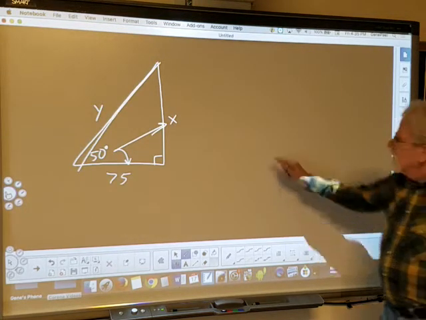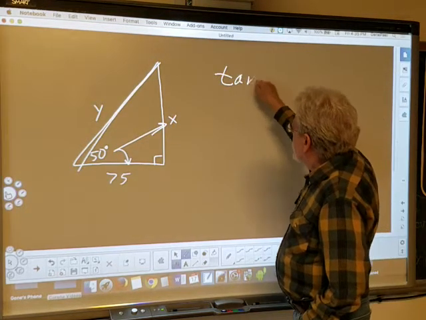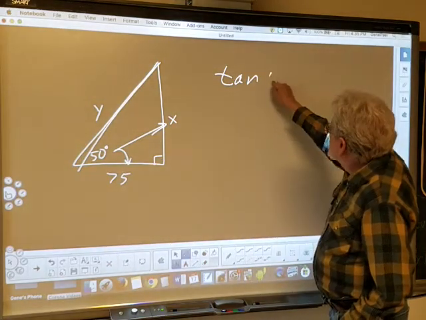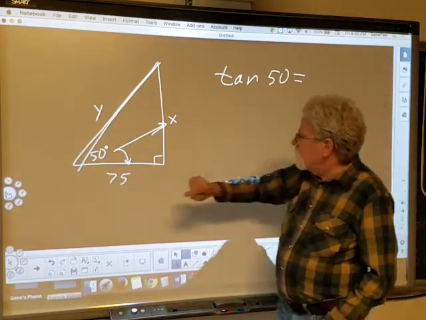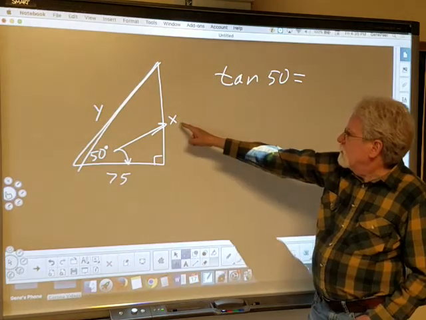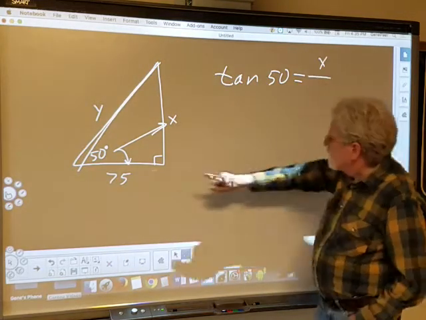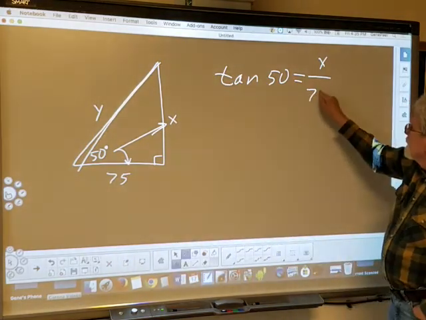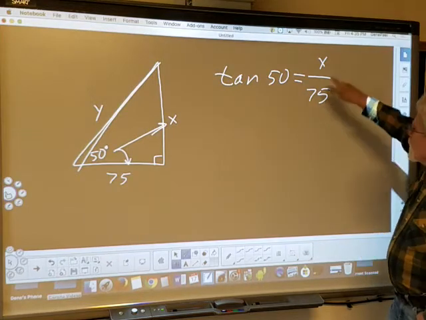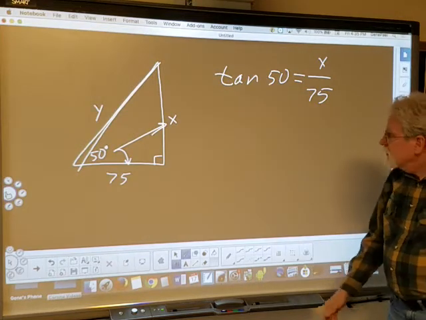There it is. So I'm going to do tangent of the angle equals opposite over adjacent. That's opposite over adjacent. I look up tangent of 50, multiply by 75, I'm done. You want to try that for yourself?